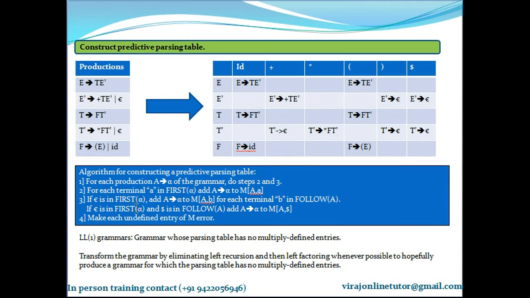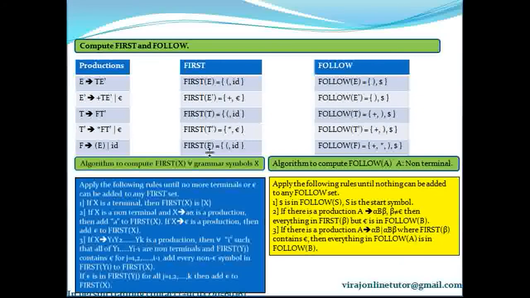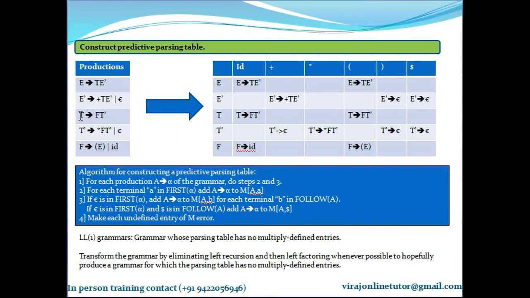Because if epsilon is in first of x, then we have rule number 3. So before going to rule number 3, let's just focus on rule number 2. Let's forget about epsilon for now. What is first of F T dash? Whatever is in first of F. First of F is open bracket and ID. So at T comma open bracket and ID, just copy this production.